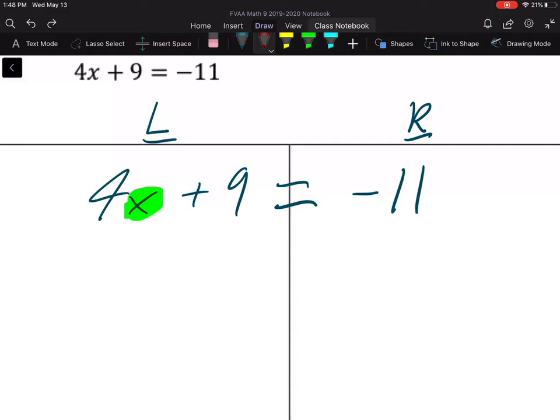Okay? And so if I have positive 9, how do I make that equal to 0? I'm going to subtract 9, and whatever I do to one side, I have to do to the other side. So minus 9, minus 9. What does that give me?